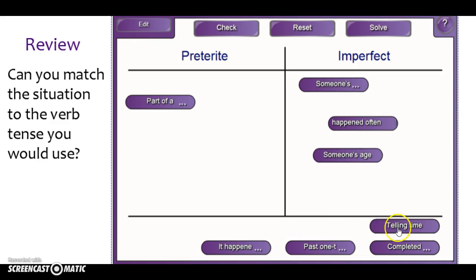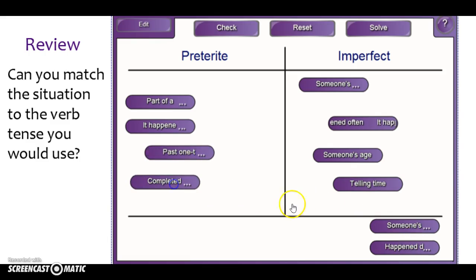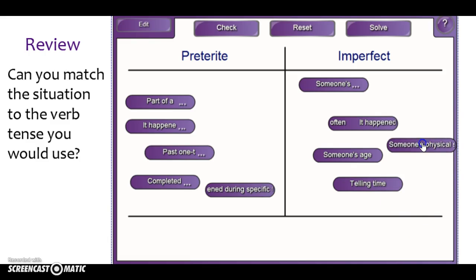Someone's age. Telling time. It happened yesterday. One-time action in the past. A completed action. Happened during a specific time period. Oop, that one just doesn't want to go up. And someone's physical description.